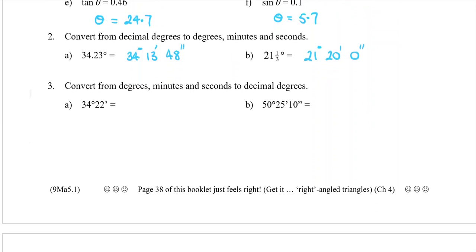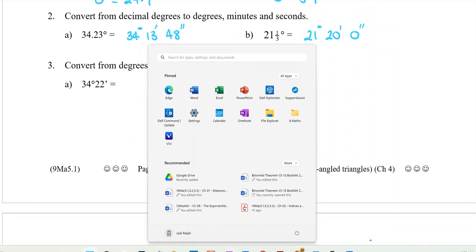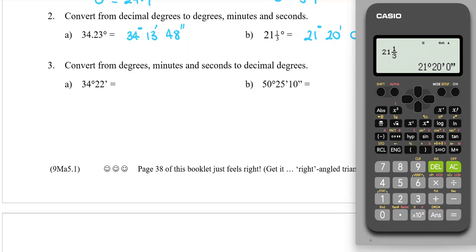Question 3, we're going to go the other way. It says convert from degrees, minutes, and seconds back to just degrees. So you have to type these in with the bubble button. Every time you see a degrees or a minutes, you press the bubble button.